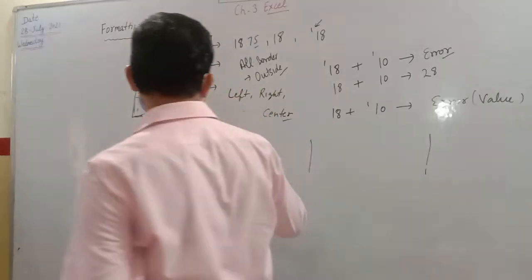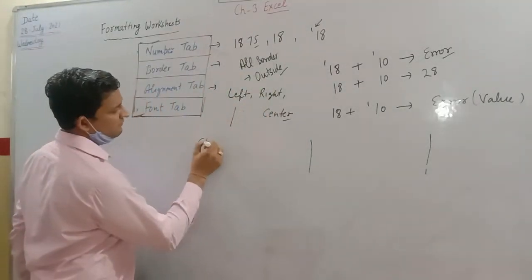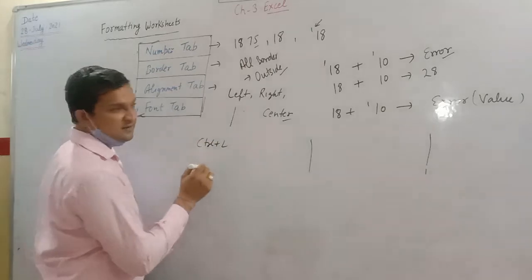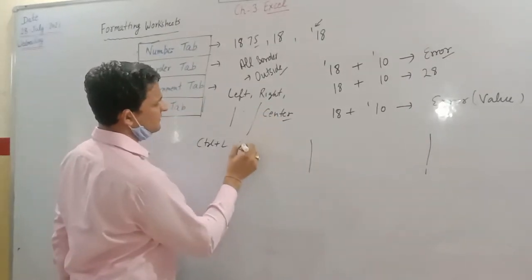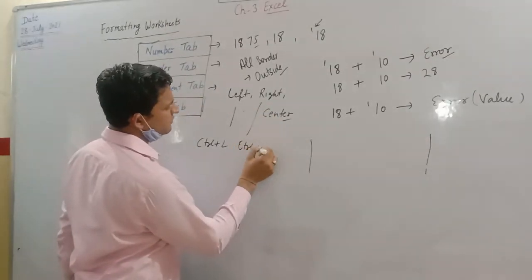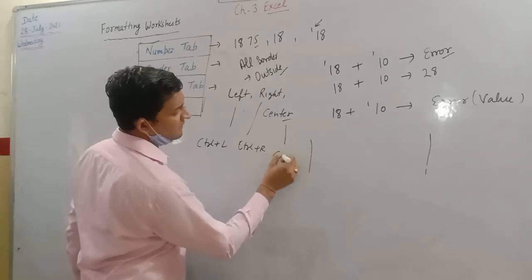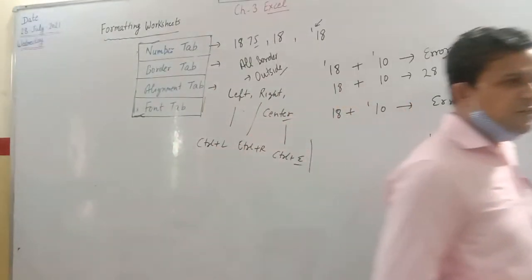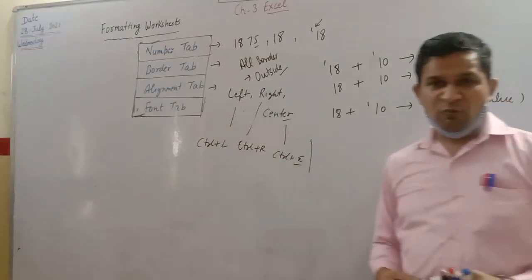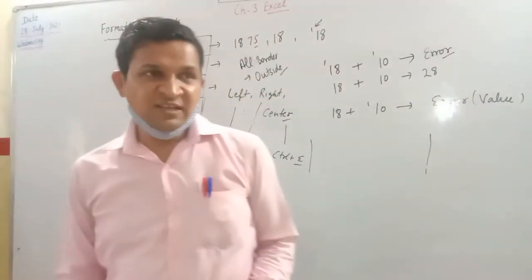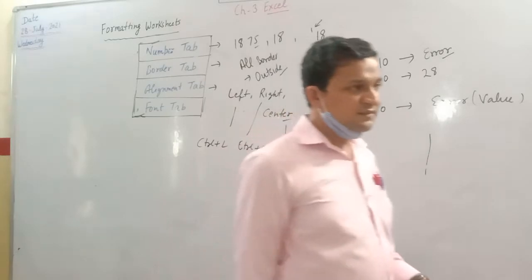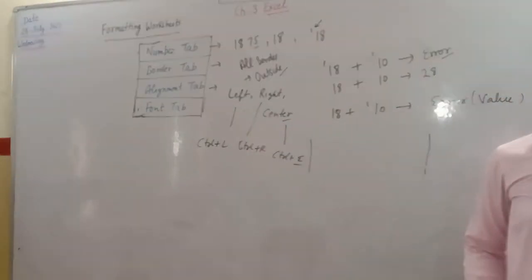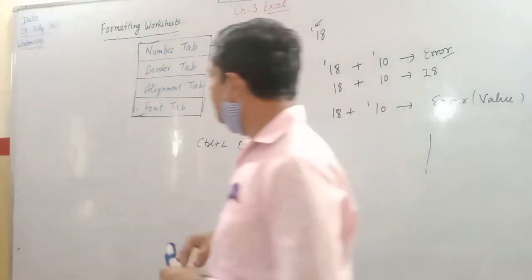And what is the shortcut key for left? We can apply Control plus L. For right we can apply Control plus R. For center we can apply Control plus E. E is for center and Control plus C is for copy. V is for paste. X is for cut. These are some shortcut keys that we generally use in an Excel sheet.